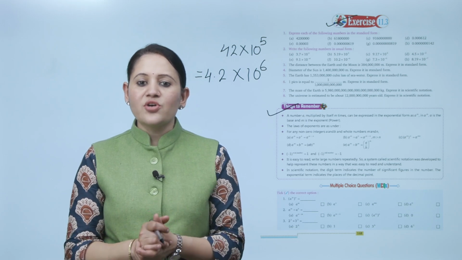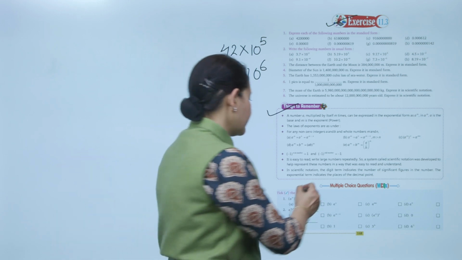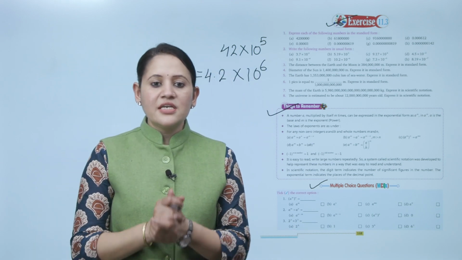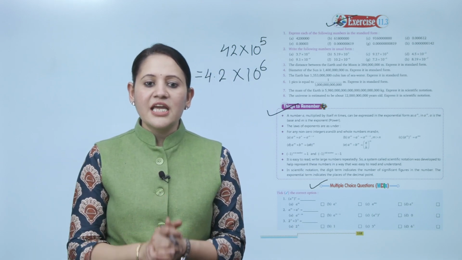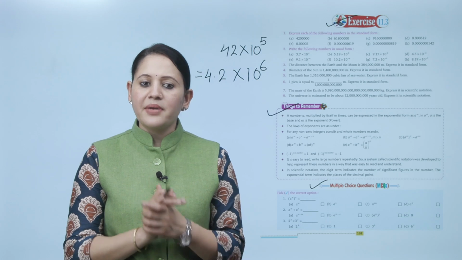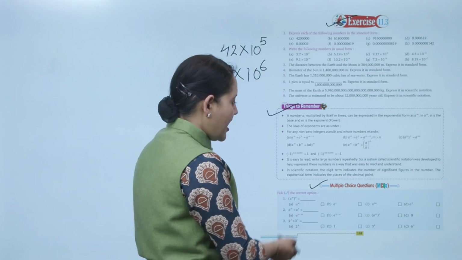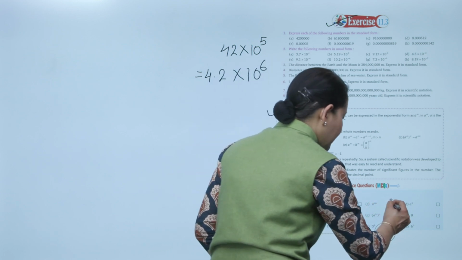Next are multiple choice questions. Choose the correct option. First, a to the power m is in brackets and n is outside. So what will happen to the power? It will multiply. a to the power mn. So, c is the correct option.